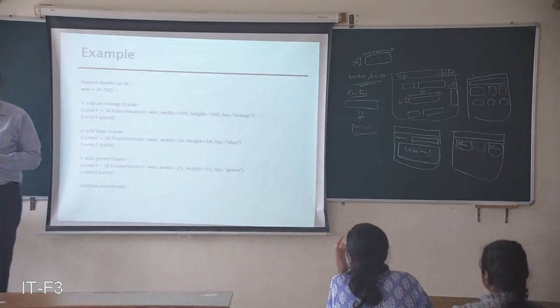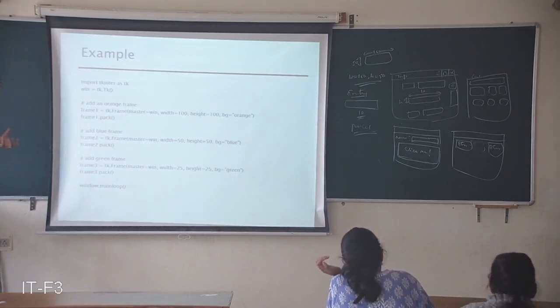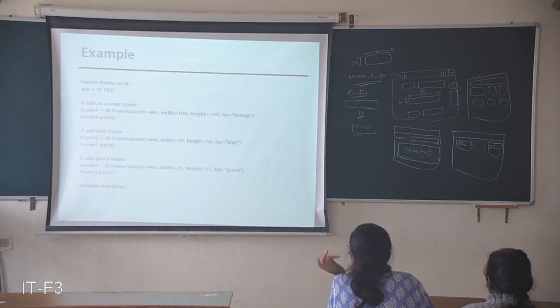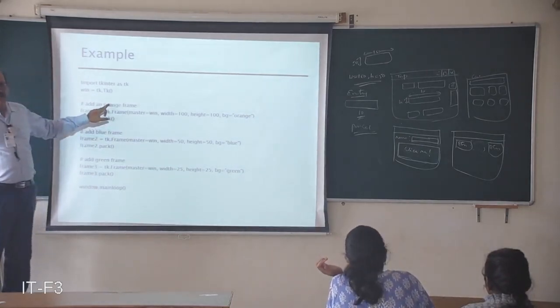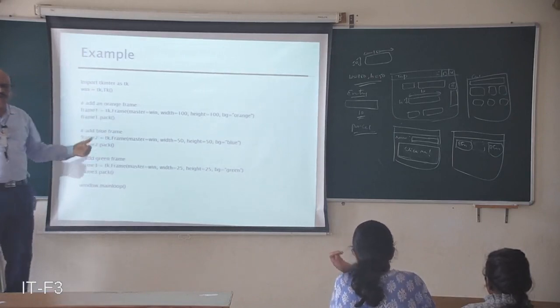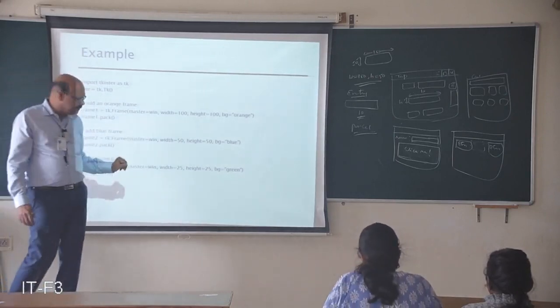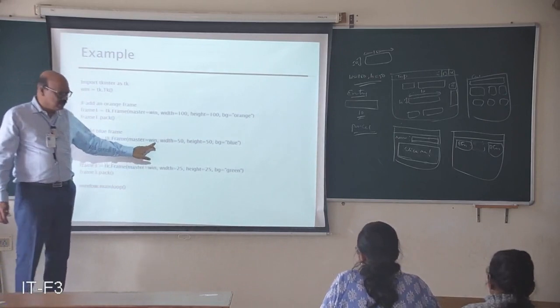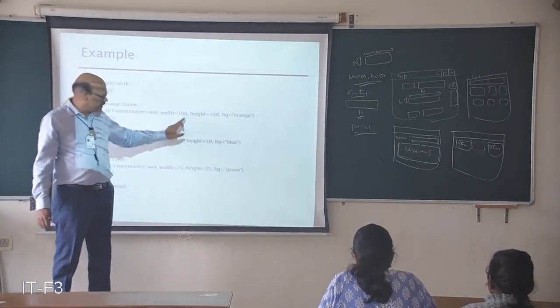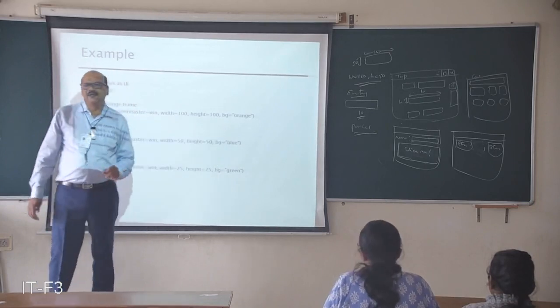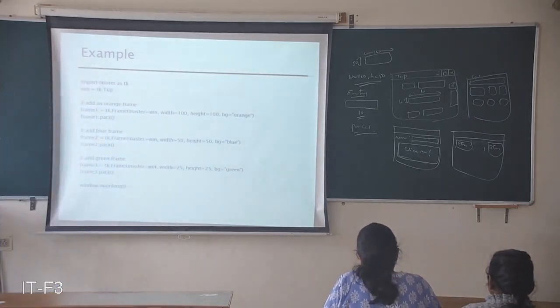Here we are not specifying any parameters. The three parameters which we have discussed earlier, we are not setting any of them. So first we add an orange frame, then we add a blue frame. So master is equal to win, width 50, height 50. The first one is 100 by 100, this is 50 by 50, and we are setting the background color to blue.